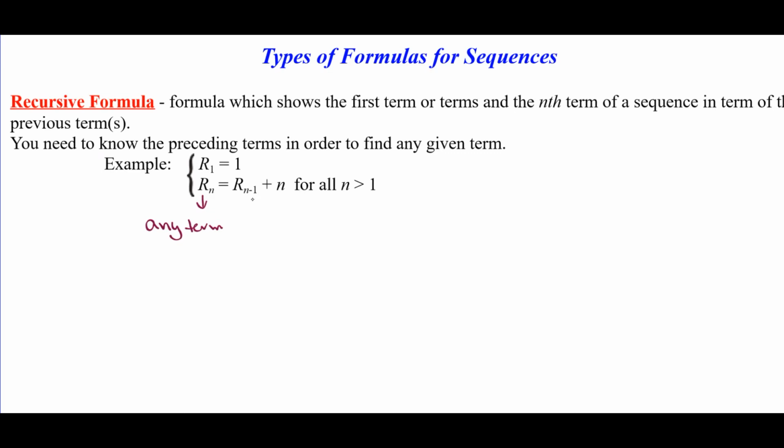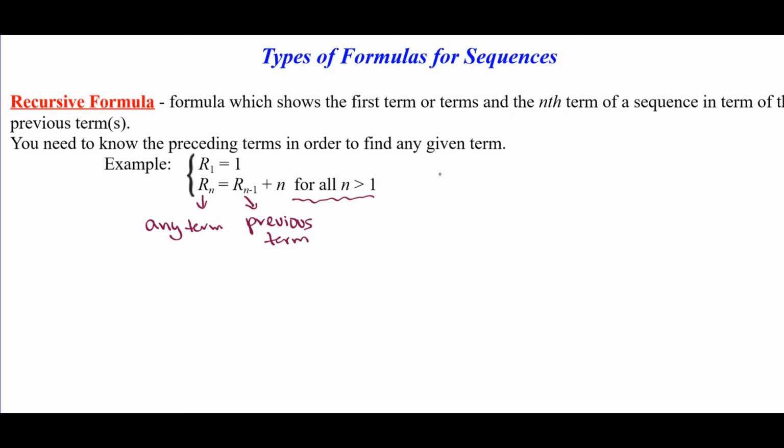So notice the subscript is 1 less than the subscript on the left side of the equal sign. So this means the previous term, and then plus n, so then we're going to add the position. And then there's some words here. This one says for all n greater than 1. Sometimes it might say for all n greater than or equal to 2. So this is just telling us that we use this second equation here for positions that are past the first position. So this is sort of like our legal words there.